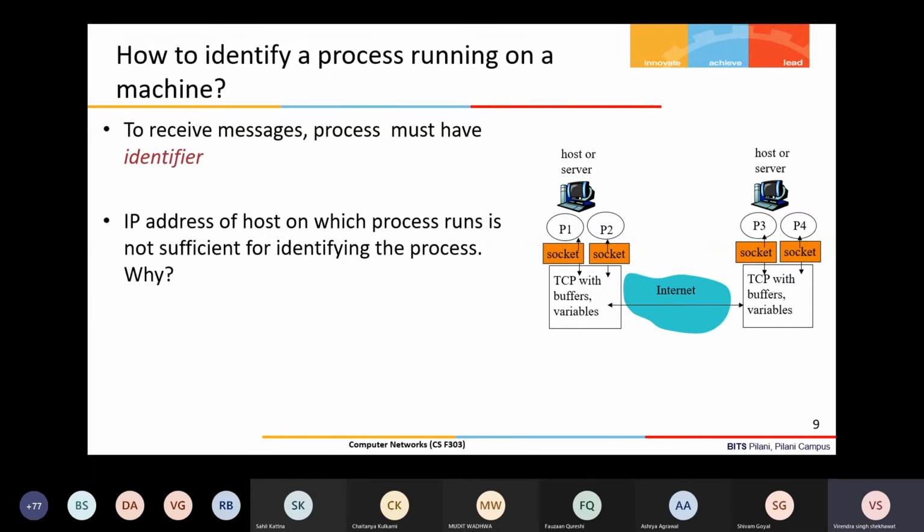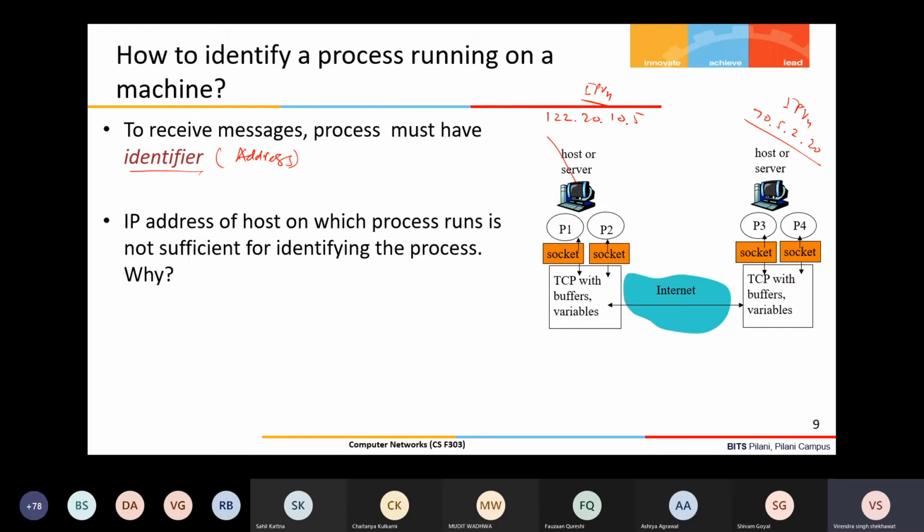So as I said, to receive the messages, processes must have an identifier, or you can say an address. Now what is the address? I can say that this process is running on this IP address, something like 122.20.10.5, and this one is 70.5.2.20. This is an IPv4 address, and this is also an IPv4 address. You are familiar with the IP address, but we'll discuss it in more detail in the network layer. For now, let us assume both have an IP address.